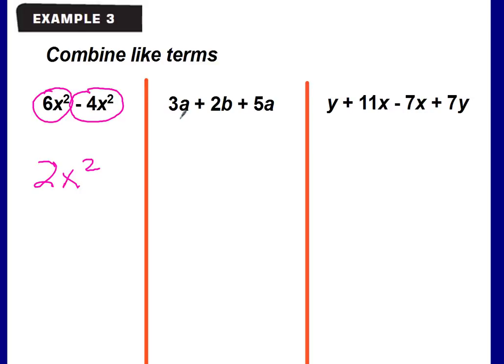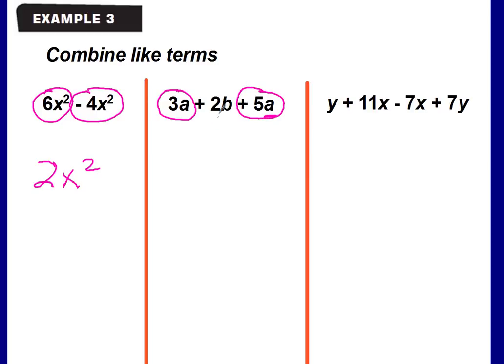Okay, second example, 3a plus 2b plus 5a. I'm going to start with my first term and circle it. You need to do this as well, 3a. And I'm going to go through, do I have any other a's? Yes, I have this 5a. Are they to the same exponent, same power? They're both to a power of 1. It's that invisible 1 again. So yes, this is a like term, so I'm going to circle it.